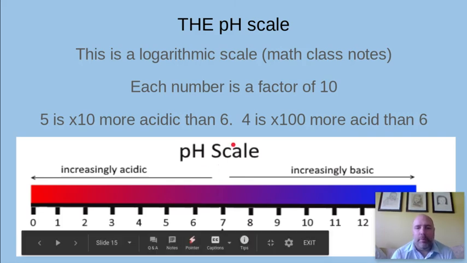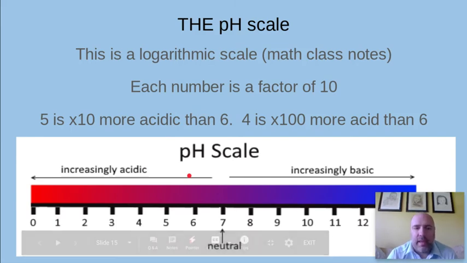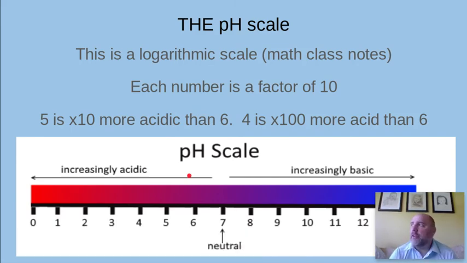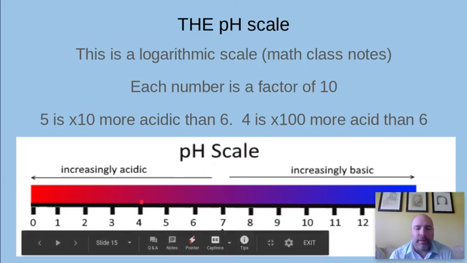Now let's compare pH of 4 and pH of 6. If I were with pH of 6 here, pH of 4 here, you might think, well, if 5 to 6 is a factor of 10, then 4 to 6 would be a factor of 20. But actually, it's a factor of 100. A pH of 4 is 100 times more acidic than a pH of 6. That's because it's a logarithmic scale.